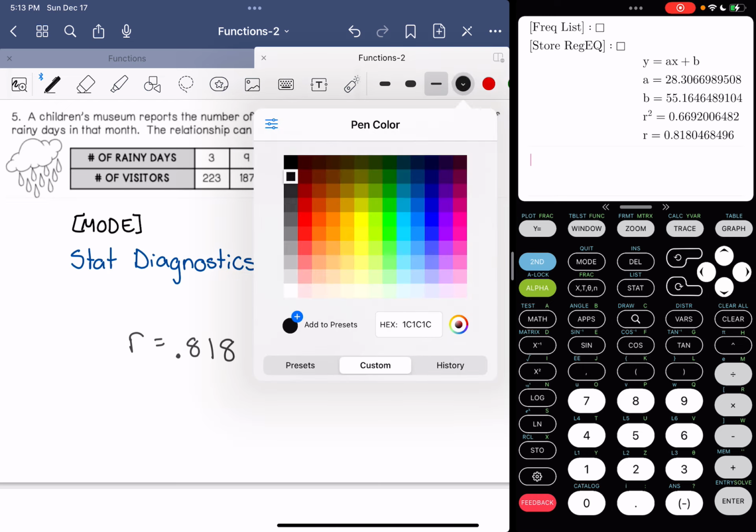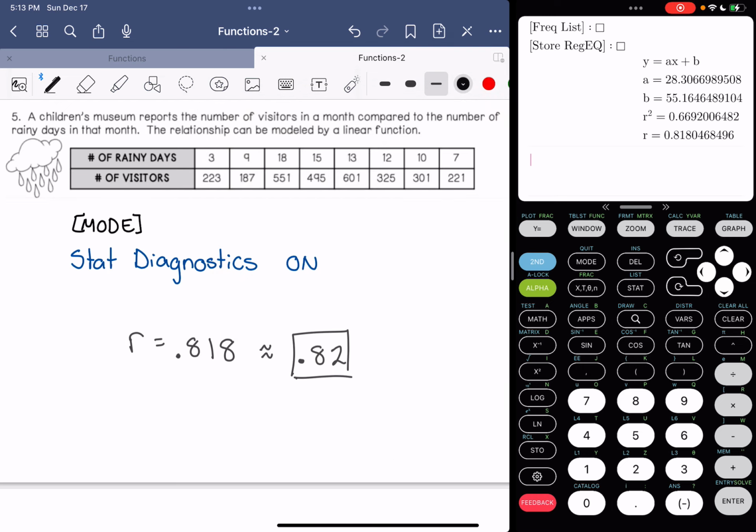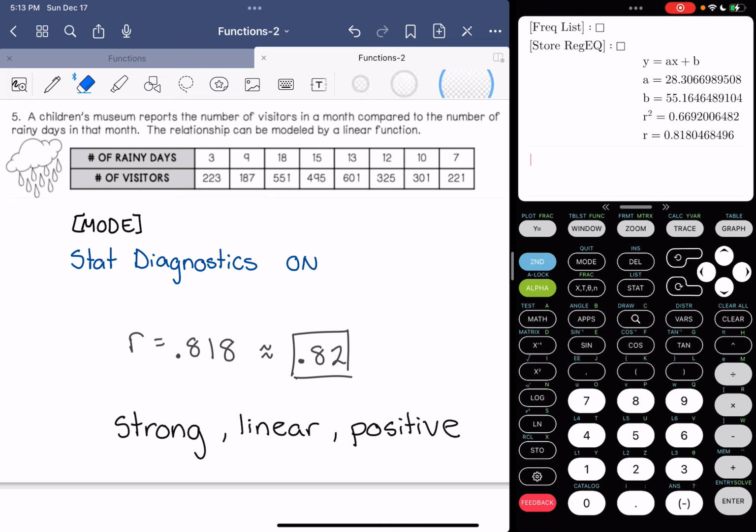Since this value is very close to positive 1, we could say that this is a strong, since it is close to 1, linear, and positive, since it is positive. There's a strong, positive, linear relationship between the number of rainy days and the number of visitors.